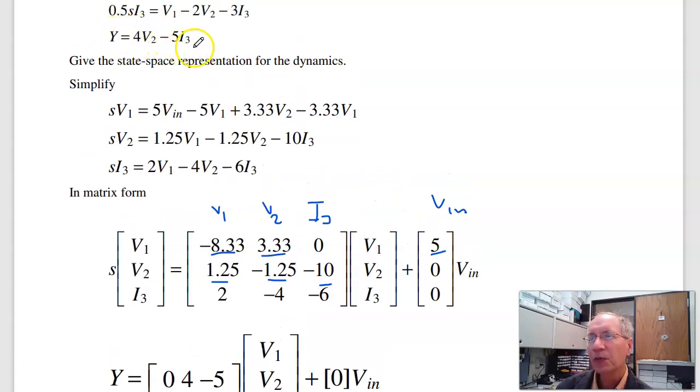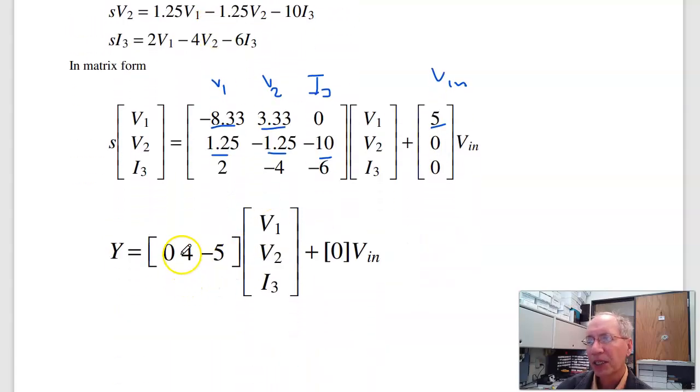The output is 4V2 minus 5I3. In matrix form, that's 4V2 minus 5I3. And that's test number 1 for 461, 661.